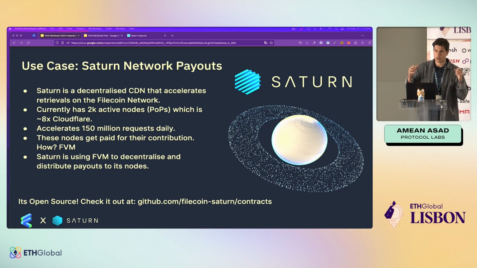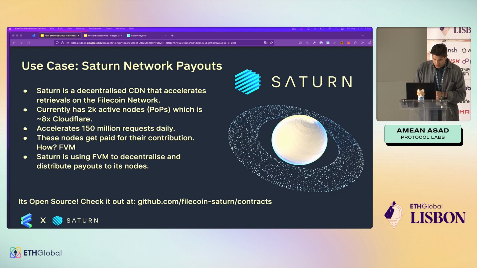So we want to run Saturn as a protocol, which means that when you're a node operator in Saturn and you want to serve retrievals, you interact with a protocol and you get paid through a protocol, because that's trustless and that's decentralized, and that's what Web3 is about. And the FVM coming to Filecoin enabled us to do that.